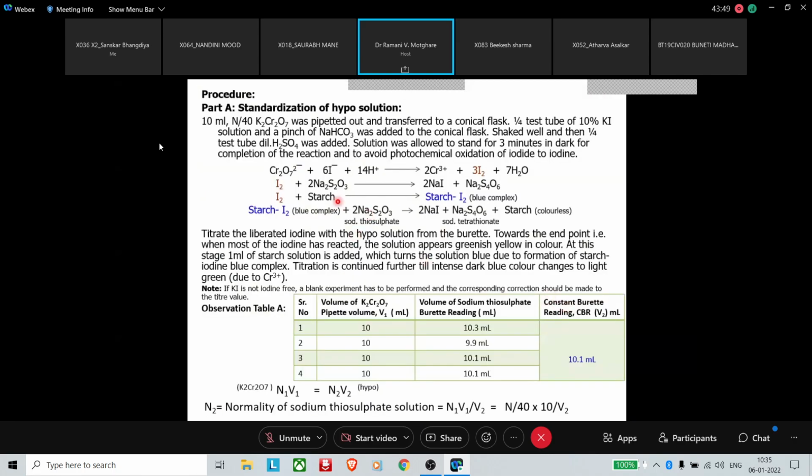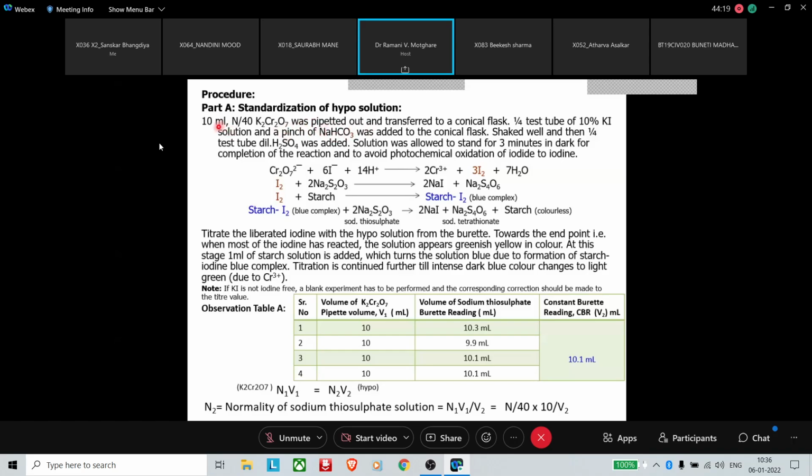First, see an important part, procedure. Now, in the procedure, standardization of hypo solution, sodium thiosulfate, because sodium thiosulfate is not a primary standard. So you need to standardize sodium thiosulfate solution. So that becomes your part one. So 10 ml of standard potassium dichromate solution was pipetted out. I'm writing "was" because when you are writing in your file, you have to write "was".